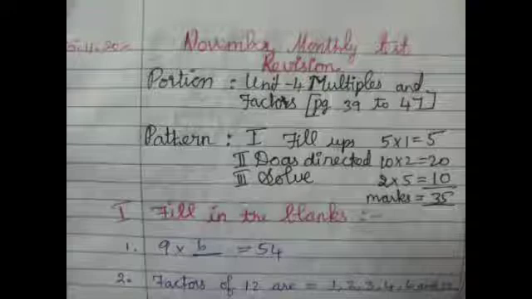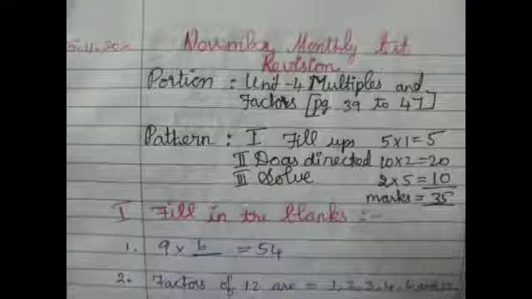And now coming to this 1 mark revision, fill in the blanks. First one is 9 multiplied by dash equal to 54. So when we multiply with the 9, which number will get us to 54? You can say the 9 table. So 9 sixes are 54. So 6 will be the answer.